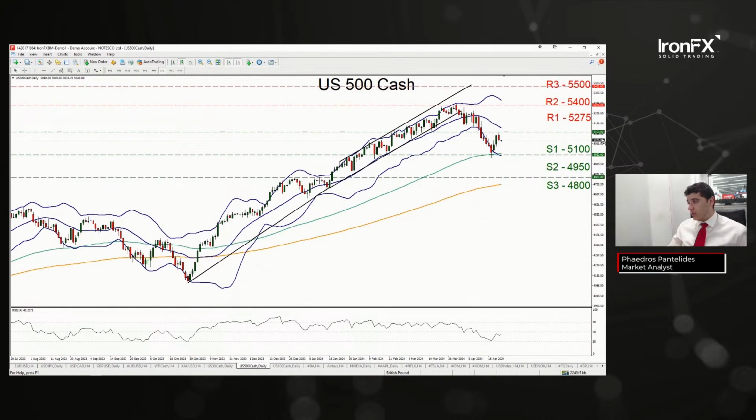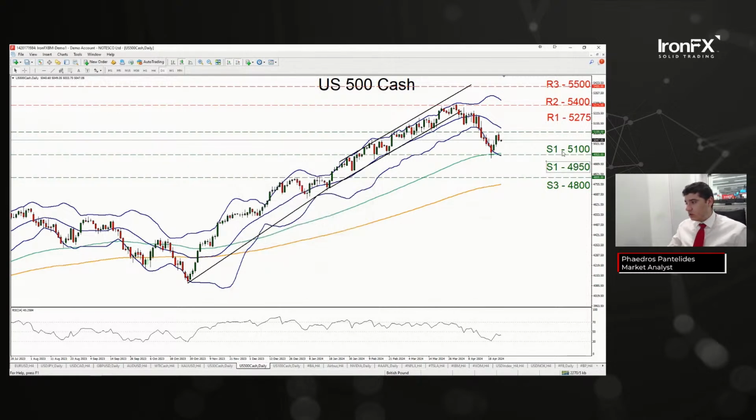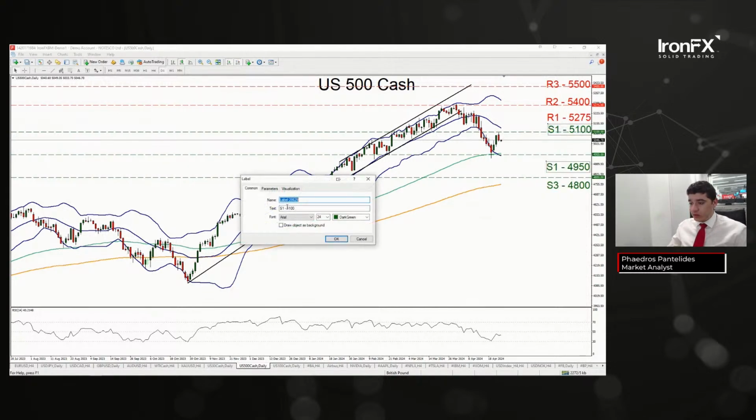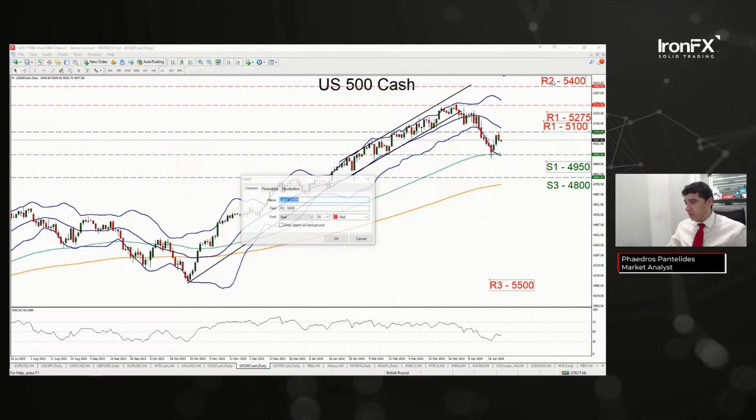S&P, same story. Lower low, lower high, bearish outlook as long as it breaks below S2. Just quickly place S1, S2, and S3. So this becomes S2. This becomes support turned to resistance. So this is R1. It's to red. So this becomes R3.